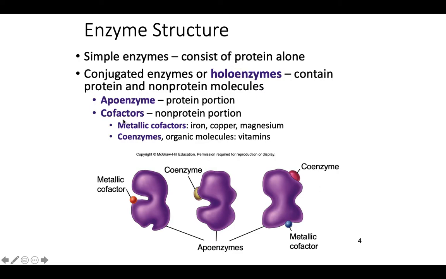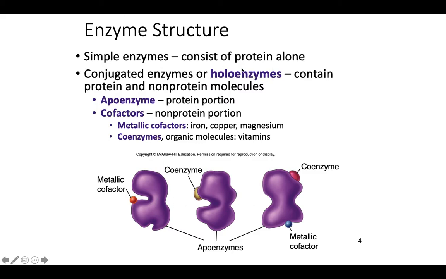Cofactors essentially are little extra bits that help enzymes work. So you can see down here we've got our apoenzymes with the purple, and then you've got the coenzymes or the cofactors that are stuck on the side. These are essentially little aids. So a simple enzyme is just the purple. It works by itself. You don't need a cofactor or a coenzyme to make it work.